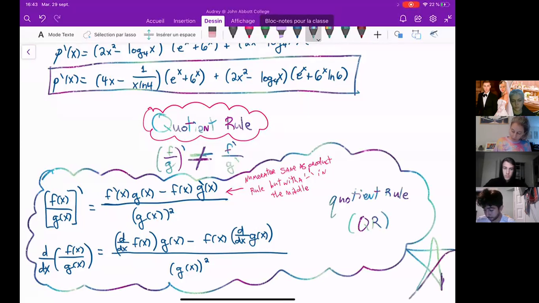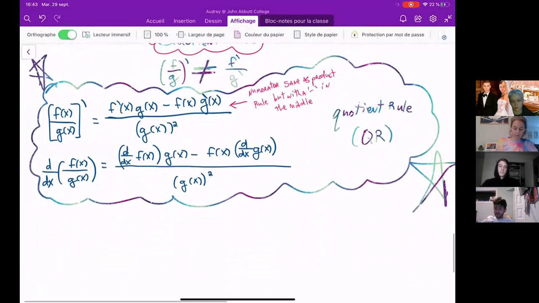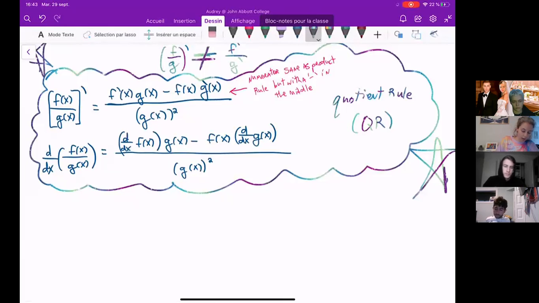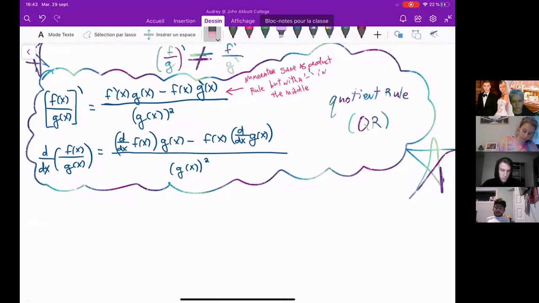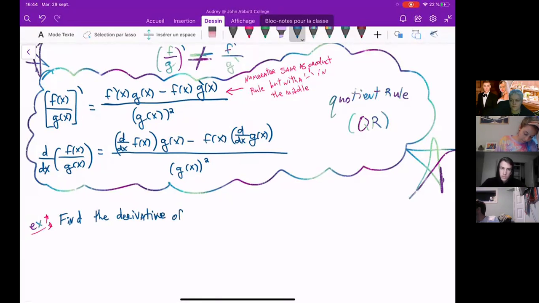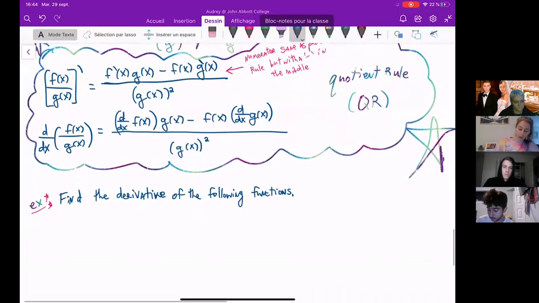And this is yet another rule that you're gonna need to memorize. Let's see this rule in action. All right, so we have our quotient rule. Let's do some derivatives.